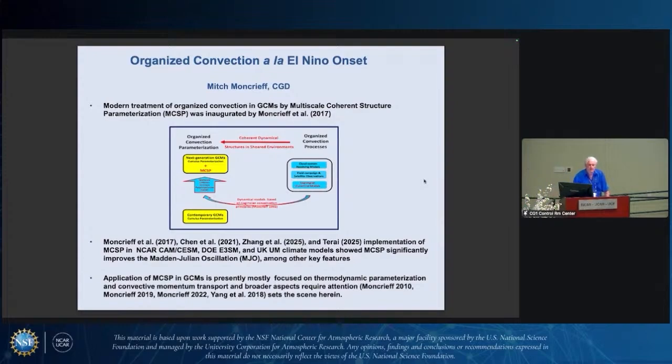In recent years, I spent a lot of time producing new parameterizations of organized convection for climate models. And this has used a new idea about the coherent structure issue, representing organized convection as coherent structures in turbulent environments. And we've had a lot of success in terms of GCMs. In fact, for the NCAR model, the DOE model, and the British UM, we have an increased representation of the Madden-Julian oscillation. So, in fact, that is the major.